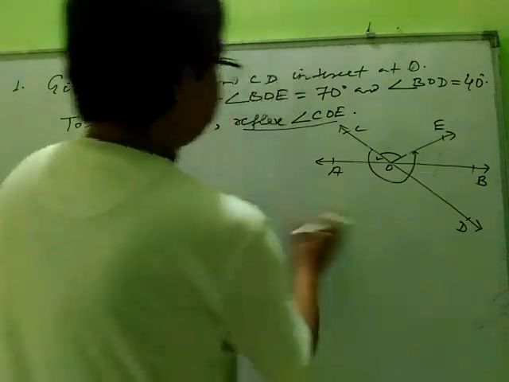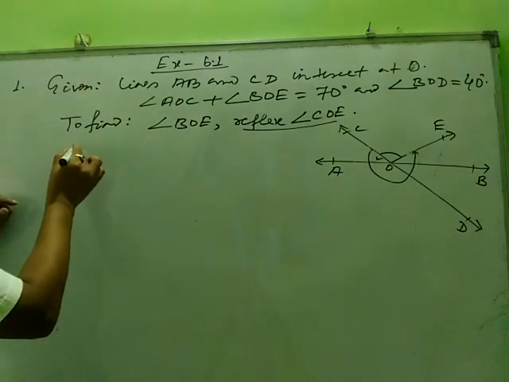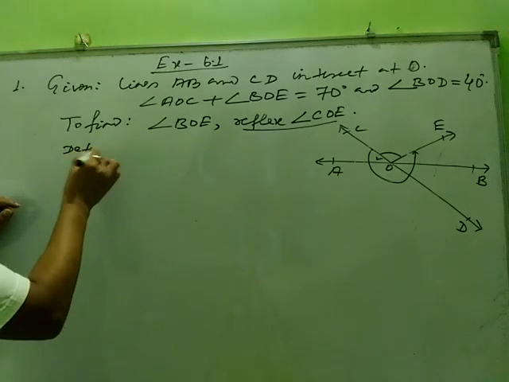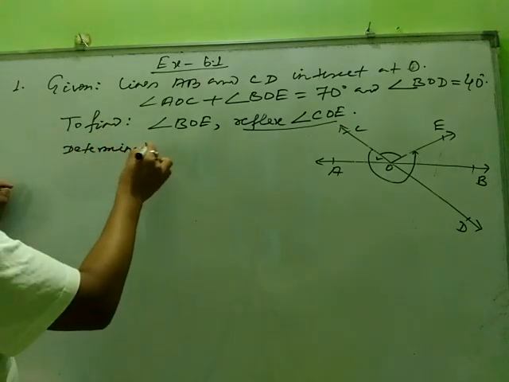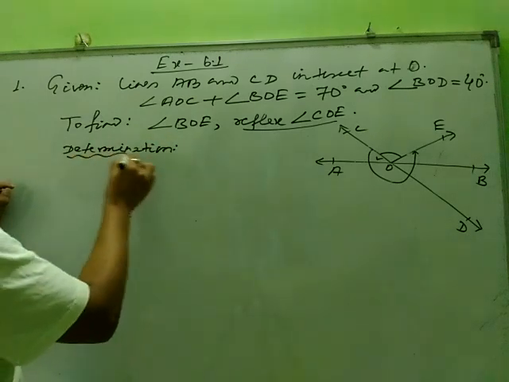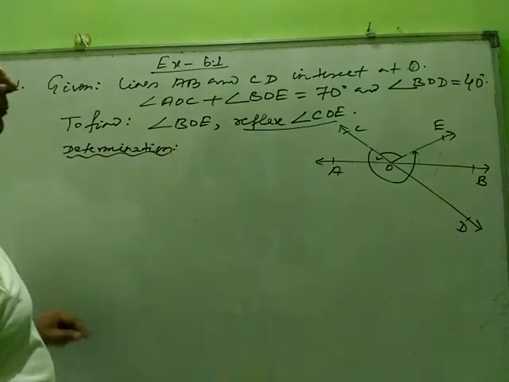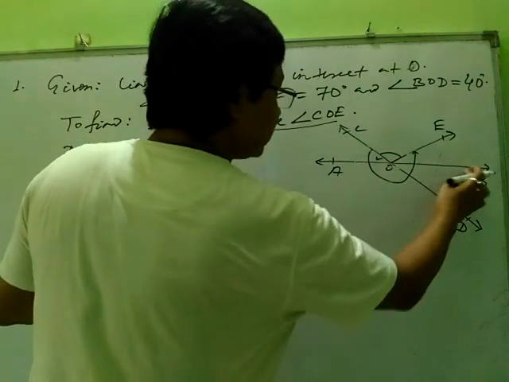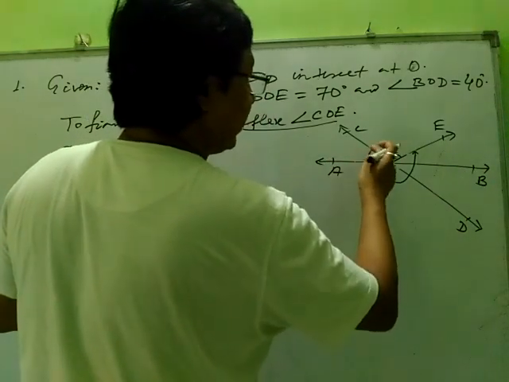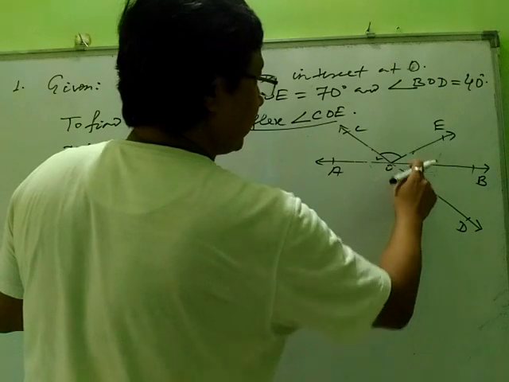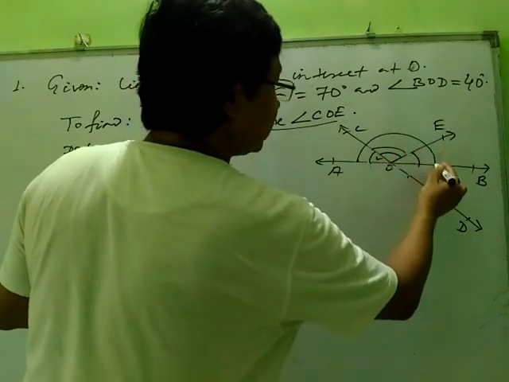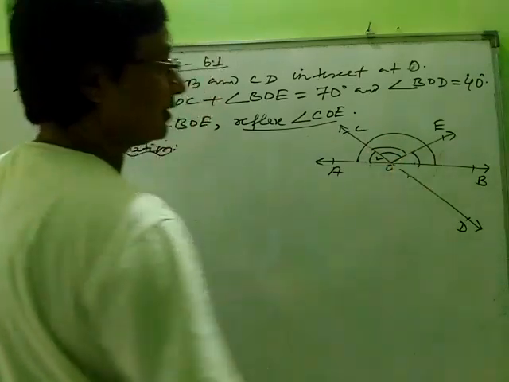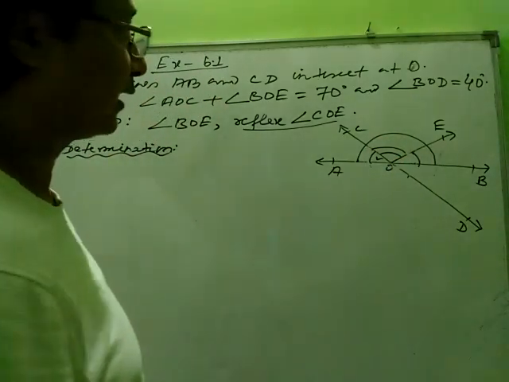Now, first. So here they have given to find. You can write here determination because you are not proving. You are just going to find. Determination. So this is the straight line and these three angles now. This angle plus this angle plus this angle, you will get 180 degree. Now there are more than two angles. You can say as the straight angle.